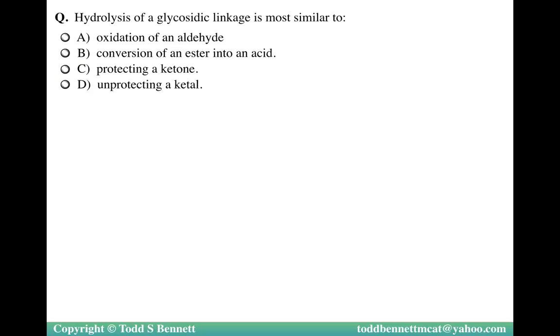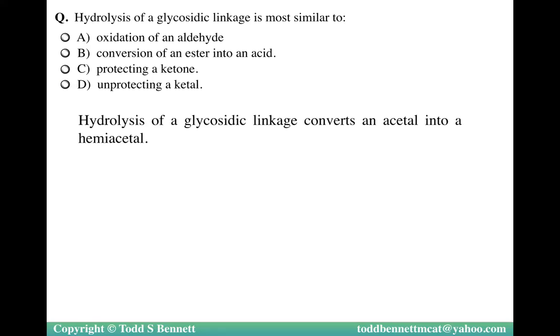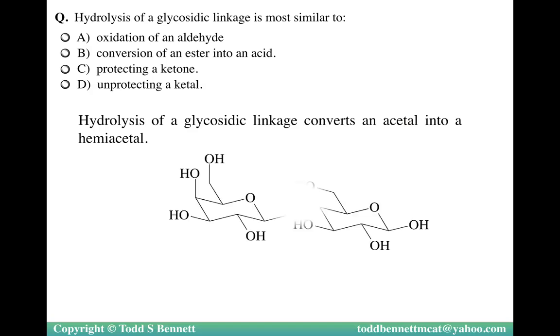Okay, so first off, we need to find out what the heck a glycosidic linkage is. Glycosidic means it's a bond, a linkage between two monosaccharides to form a so-called disaccharide, or a whole bunch of monosaccharides combining to make a polysaccharide. But it basically is breaking the acetal linkage into an alcohol on one side and a hemiacetal on the other.